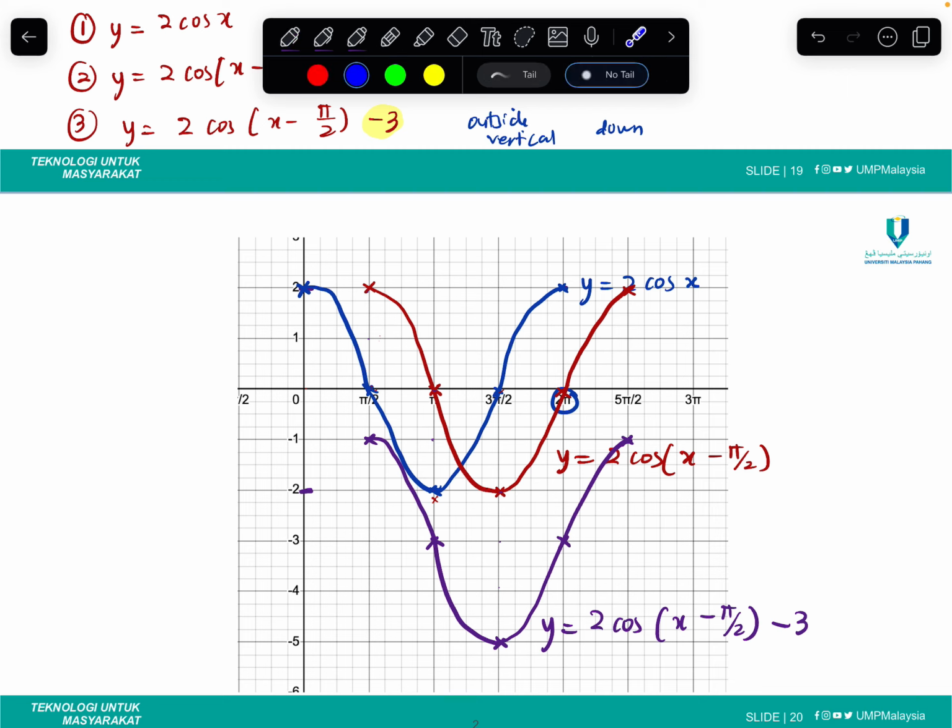So there are several steps. First one is the basic one, by not considering the phase shift. If we consider just 2 cos x, then we consider the phase shift. After that, you look at the whole equation. What is missing is minus 3, and we need to further proceed. Minus 3 means we need to push the graph of the red curve down by 3 units.